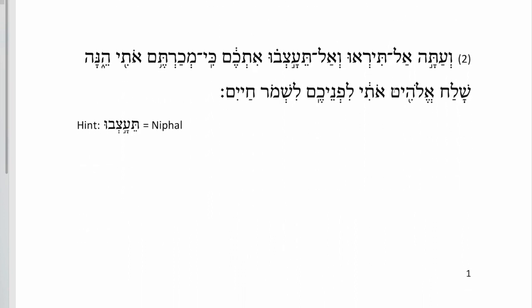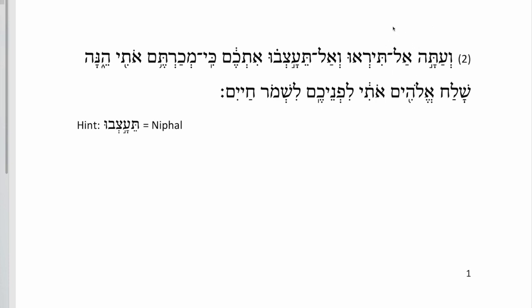Okay, so then the next verse. Va'ata al tira'u va'al te'atzavu itchem ki makartem oti hena shalach Elohim oti lifnechem lishmor chayim. So, and now, va'ata means and now. Often it has a kind of conclusion to it: and now, or therefore, or and so.